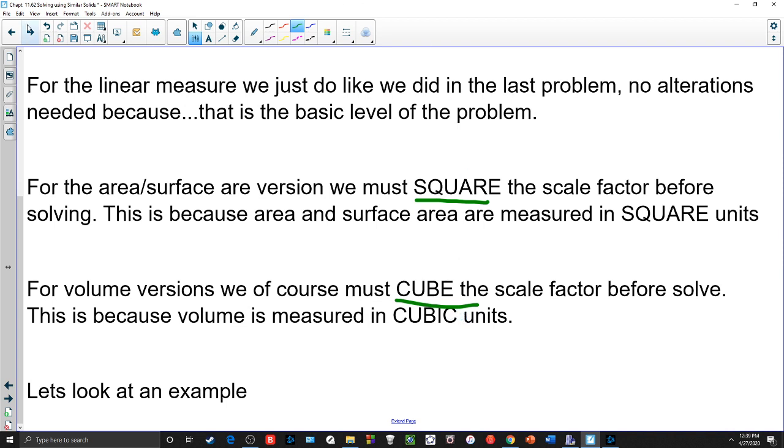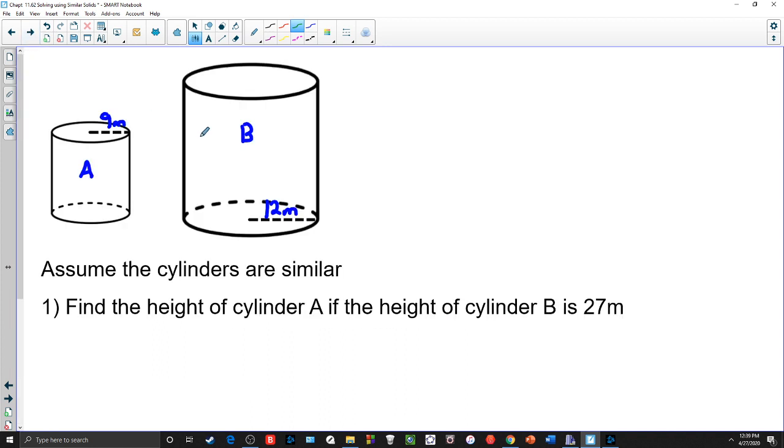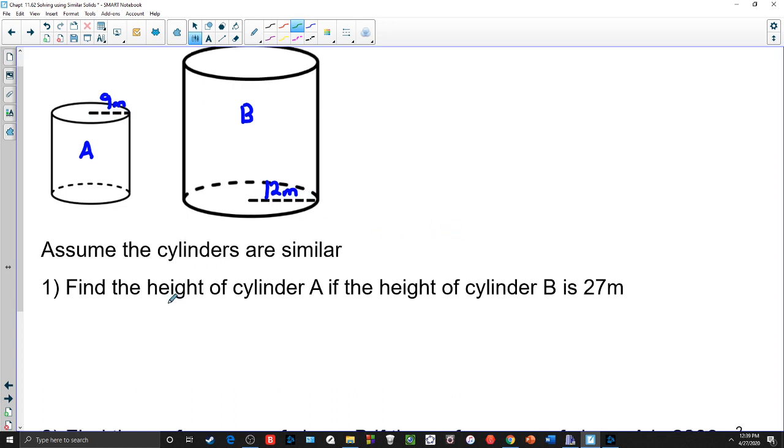So let's take a look at an example problem that deals with all three of these, okay? And we'll take a cylinder just because we haven't really done non-polygons or non-polyhedrons for a while here. So we have two cylinders. We're going to assume that they're similar. So this one has a radius of 9 meters. This is 12 meters as a radius. We want to find the height of cylinder A given that the height of cylinder B is 27. So we're going to assume, at least in this problem, that the height here is 27. We want to find out how high cylinder A would be.